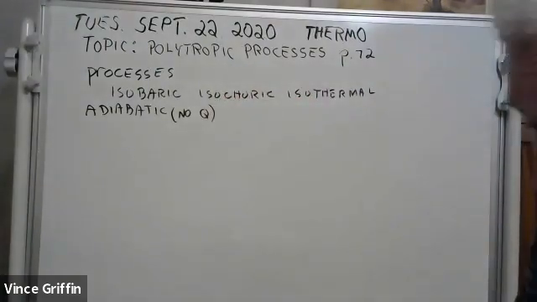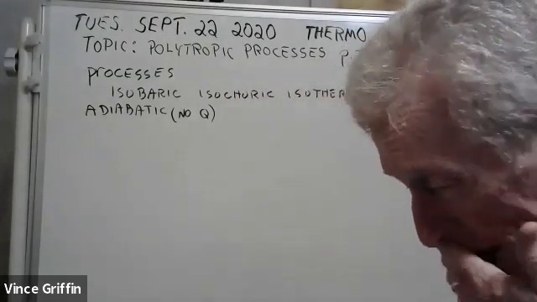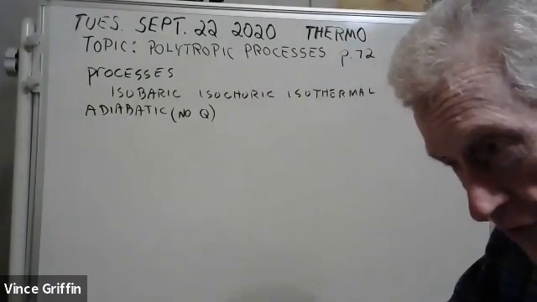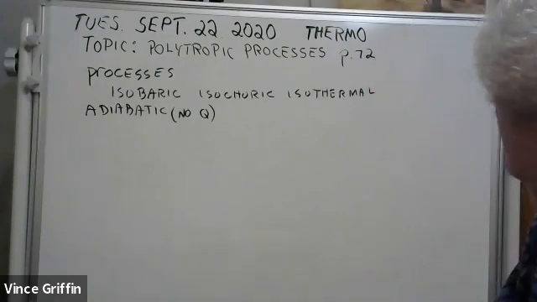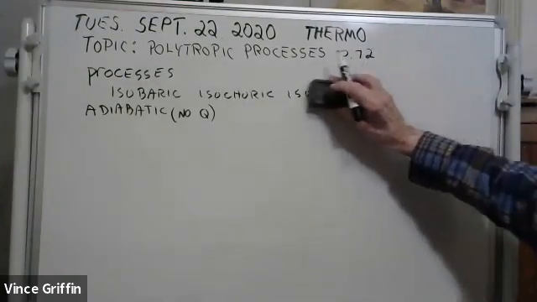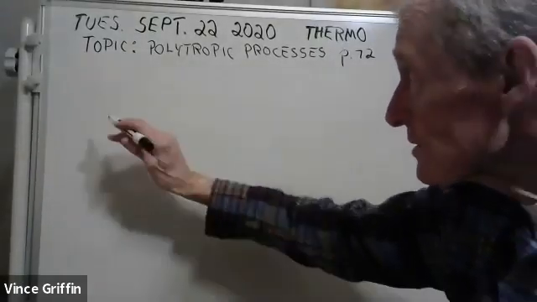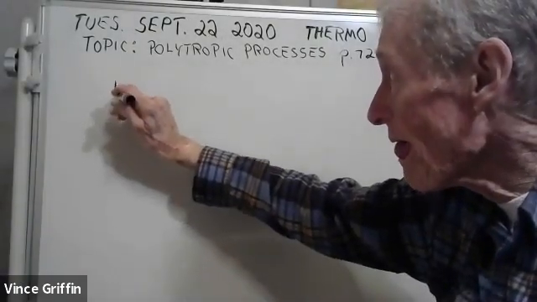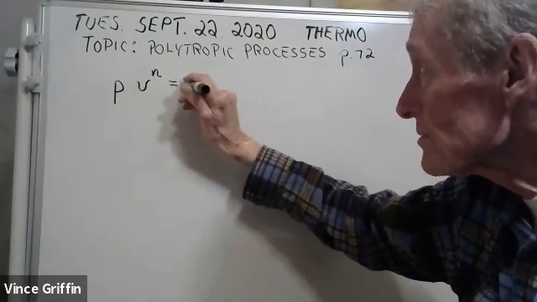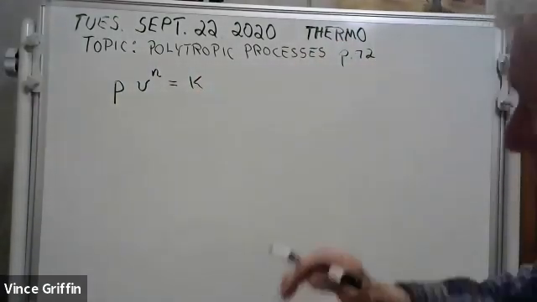Well, today we're talking about polytropic processes. What that is, it's sort of a curve fitting thing. You can fit 1,000 different paths or processes into a polytropic equation. And here it is. Let's give you the equation for a polytropic process. It goes like this: PV to the n equals some kind of constant. That's it. You're looking at it. It's on page 72.